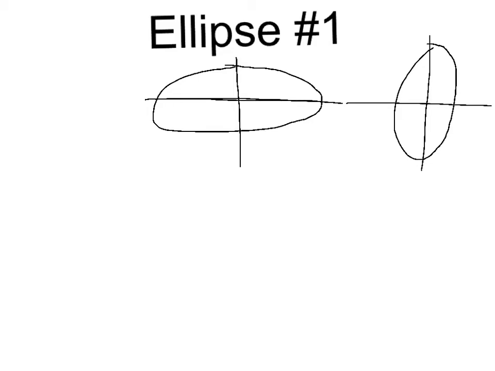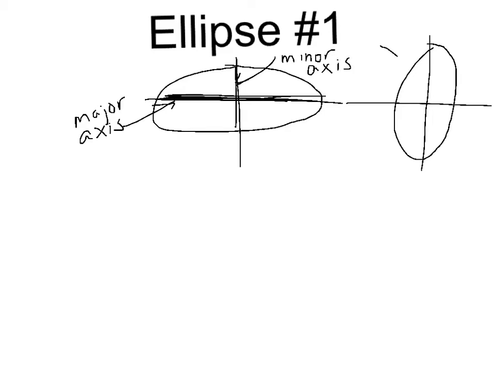The longer side of it, so in this one, this is the longer side. This would be the major axis. The shorter one is the minor axis. So in the vertical one, then the tall one would be your major, and the short one would be your minor.